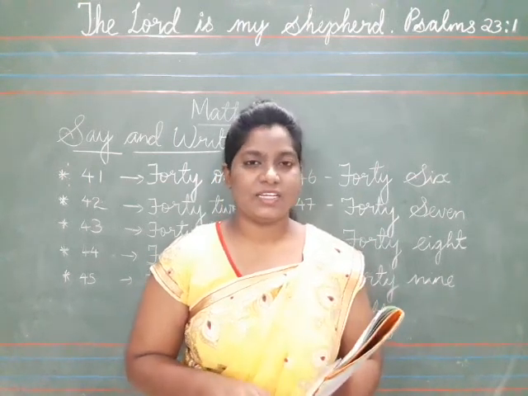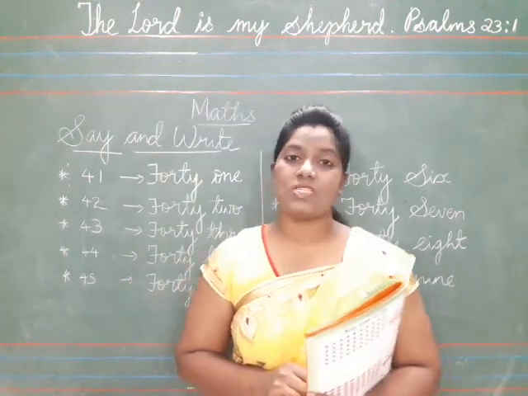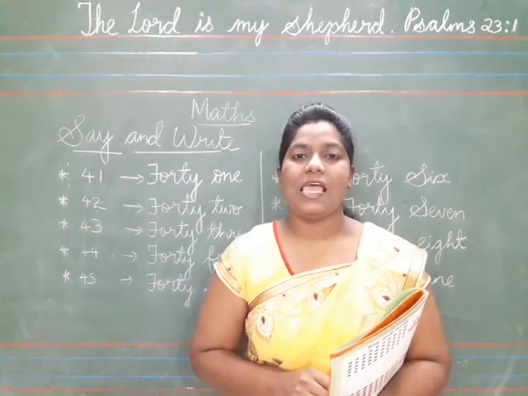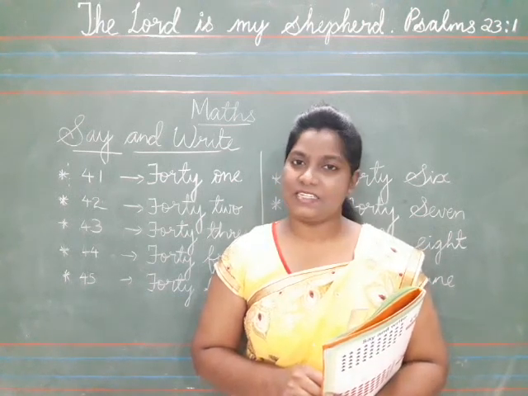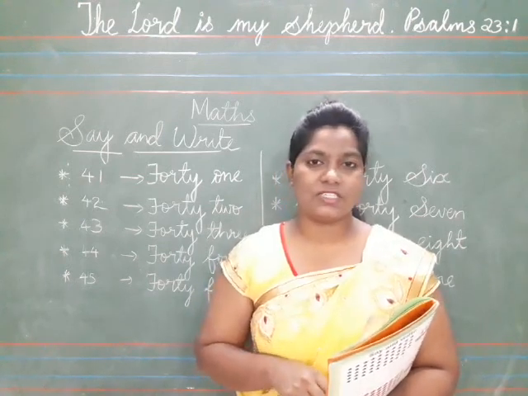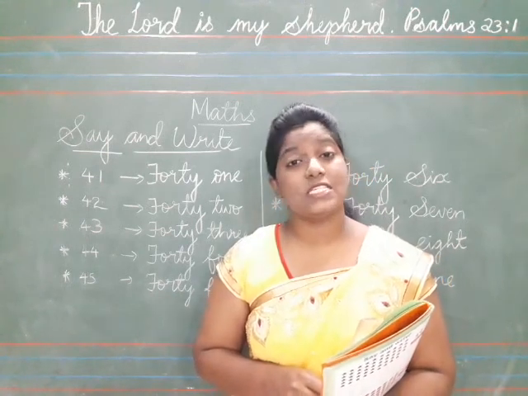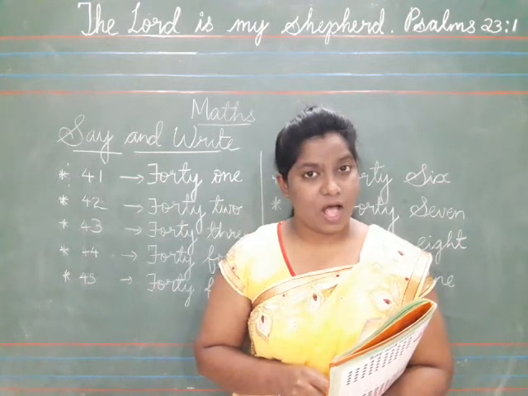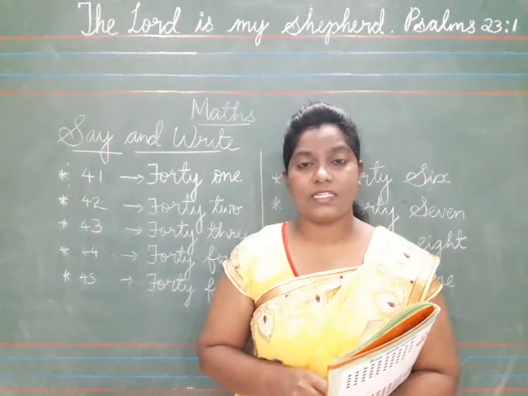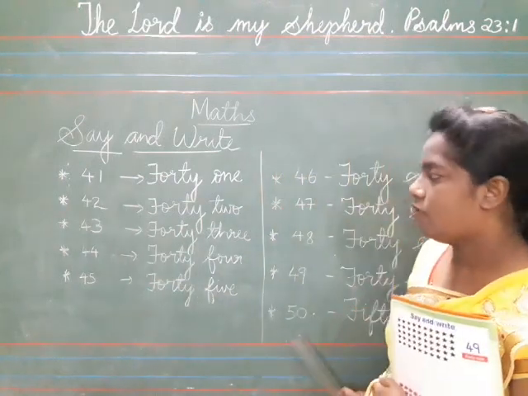Amen. Children, shall we learn today? In your previous class, you have learned the number names. What is the spelling of 30? T-H-I-R-T-Y. 30. Very good. Today, your last class ended with 40. What is the spelling of 40? F-O-R-T-Y. 40. Children, today we are going to learn from 41 to 50.